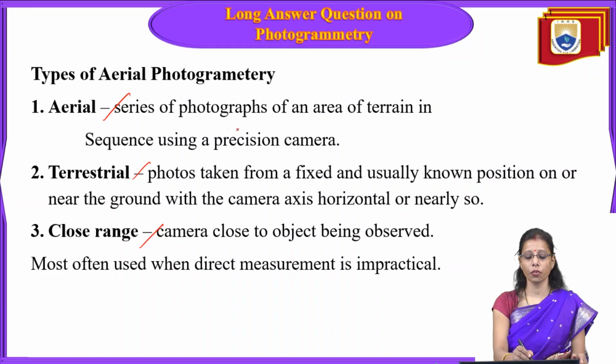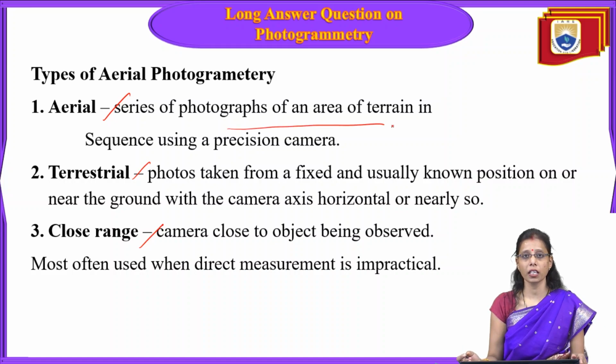Aerial is a series of photographs of an area of terrain taken in a sequence using a precision camera. So we use a precise camera for obtaining the information from the aerial platform. The base here is the aerial platform, where you have a vehicle such as an aeroplane, helicopter, or parachute. We use this vehicle to capture the information in aerial photos.